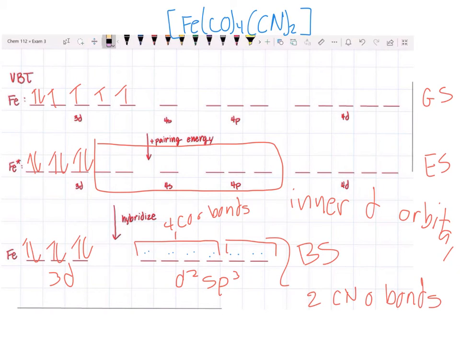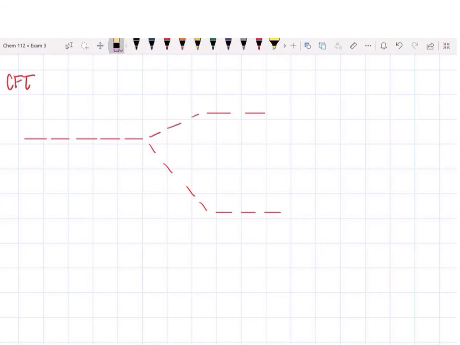Now I'm going to move on to the crystal field theory. Now we're in the crystal field theory. This is going to be 3d. And the electron configuration is going to be the same as the bonded state. So since now this is a strong field ligand, this is going to have a large splitting energy. Because again, cyanide and carbon monoxide are strong field ligands.